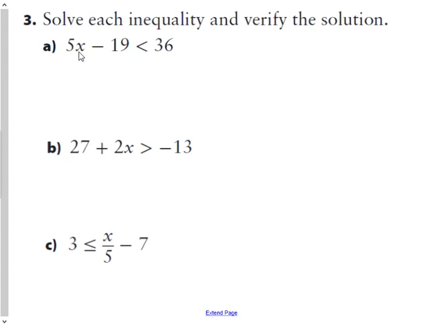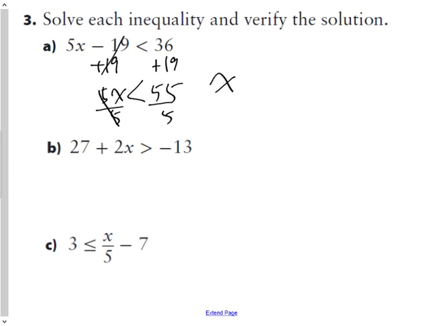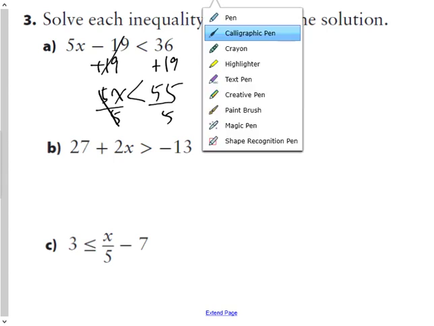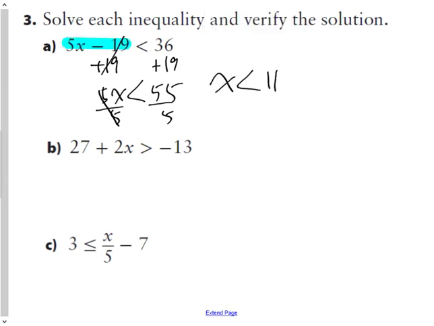So obviously there is more than one value, and in order to determine what they are, I isolate using my opposite operation, keeping my inequality like that. I get 5x is less than 55, divide by 5, and any value that's less than 11 will be a value you can substitute in for x. As long as the x value is less than 11, that expression 5x minus 19 will always have a value less than 36.